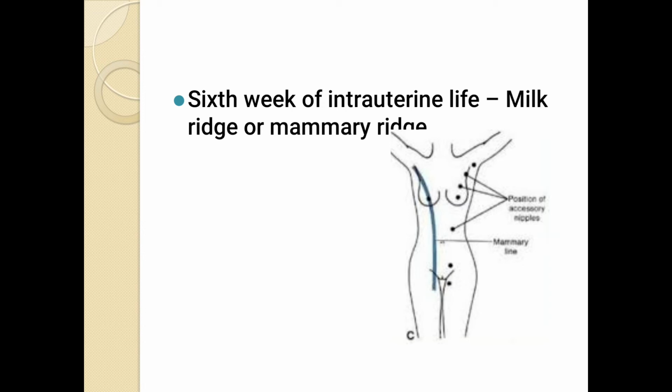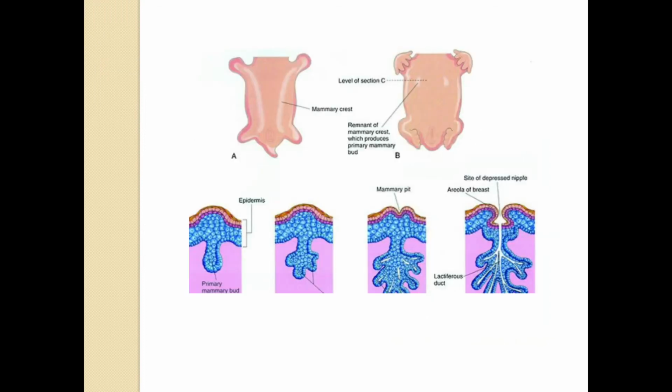But the ridge rapidly regresses except in the fourth intercostal space in the thorax, where it develops as the primary mammary bud. In this picture, you can see the milk ridges extending from the axilla to the inguinal region of the embryo, 2 ridges on either side, and it rapidly regresses except at the 4th intercostal space in the thorax, where it exists as the primary mammary bud.